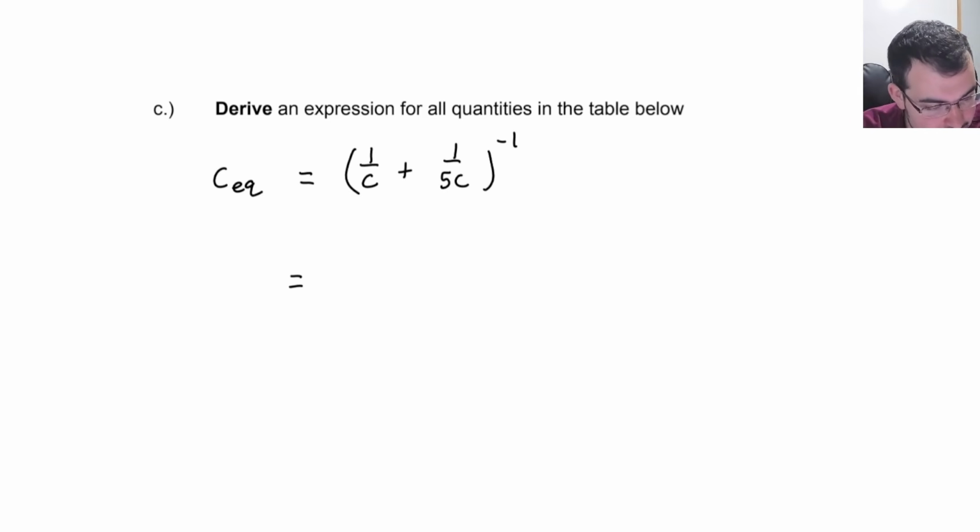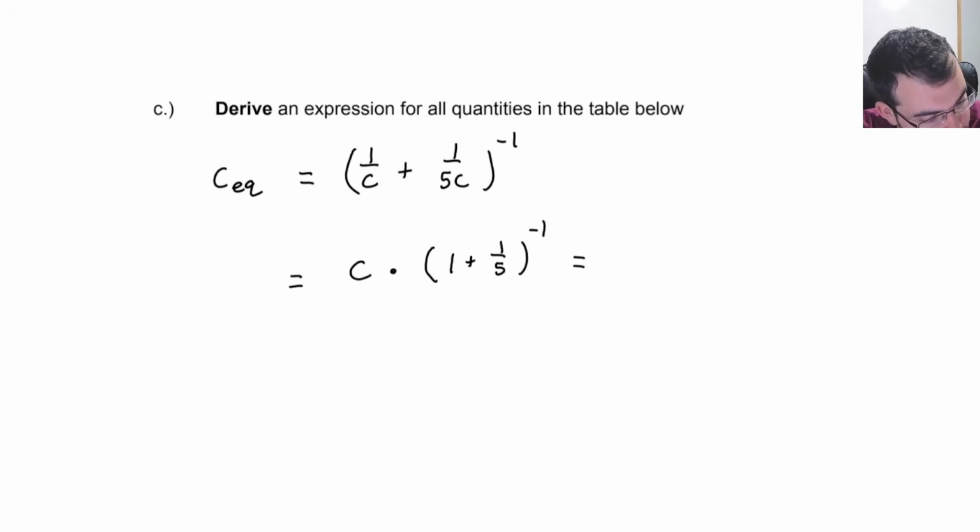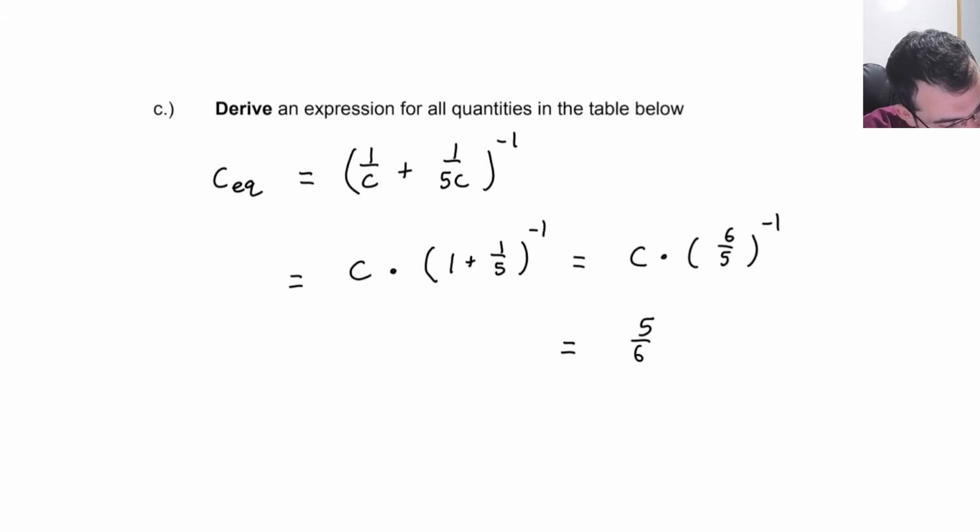All right, fraction arithmetic time. So we know it's going to be a multiple of C. So I know it's C times whatever 1 plus 1/5 to the negative 1 is. So we get C times 6/5 to the negative 1, or 5/6 times C. That is helpful for us, because now that unlocks the total charge in the network.